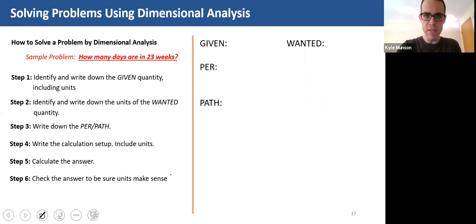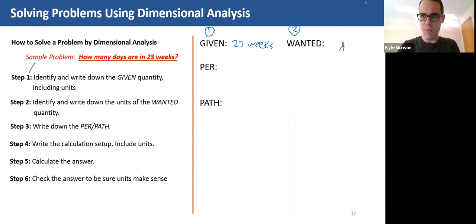All right, so for given quantity, we're starting with 23 weeks. Okay, so step 1 is done. Step 2 is identify and write down the units of the wanted quantity. All right, so this is step 1. Step 2, well, the units of the wanted quantity is days.